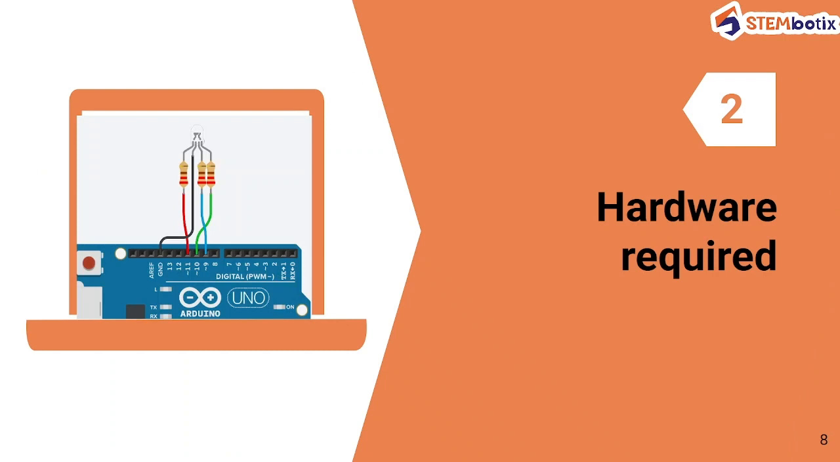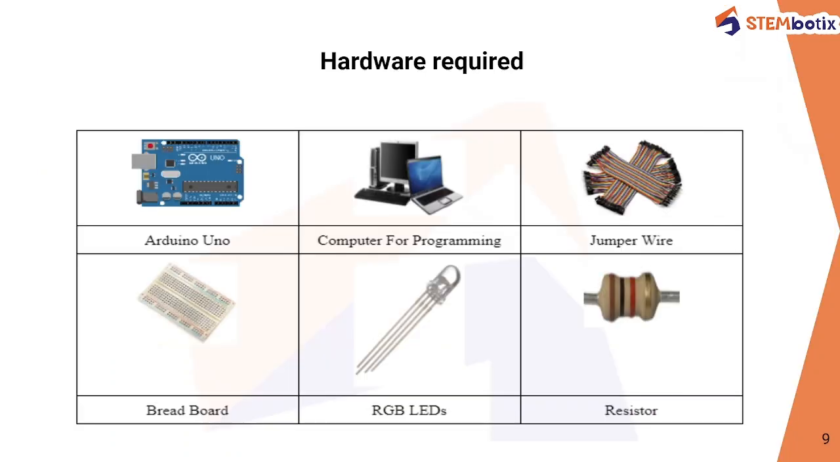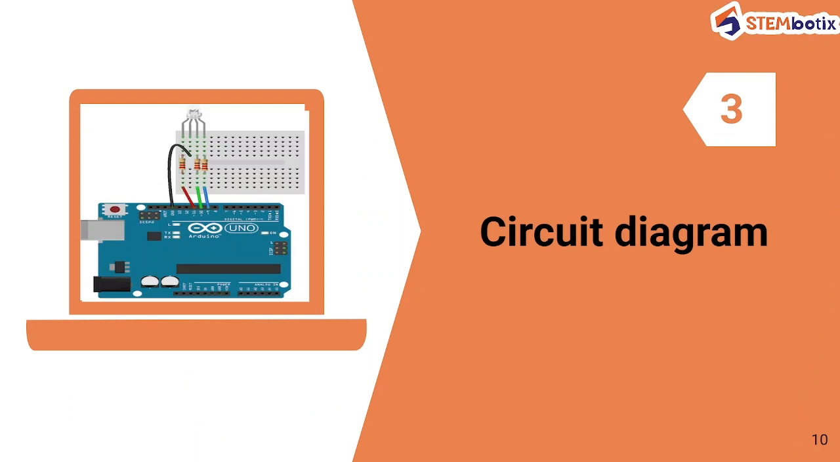Let's see what the hardware requirements are. Basically, first of all we need an Arduino Uno microcontroller board, then a computer for programming, some jumper wires, one breadboard, one RGB LED, and a resistor with a suitable resistor value. Let's see the circuit diagram.